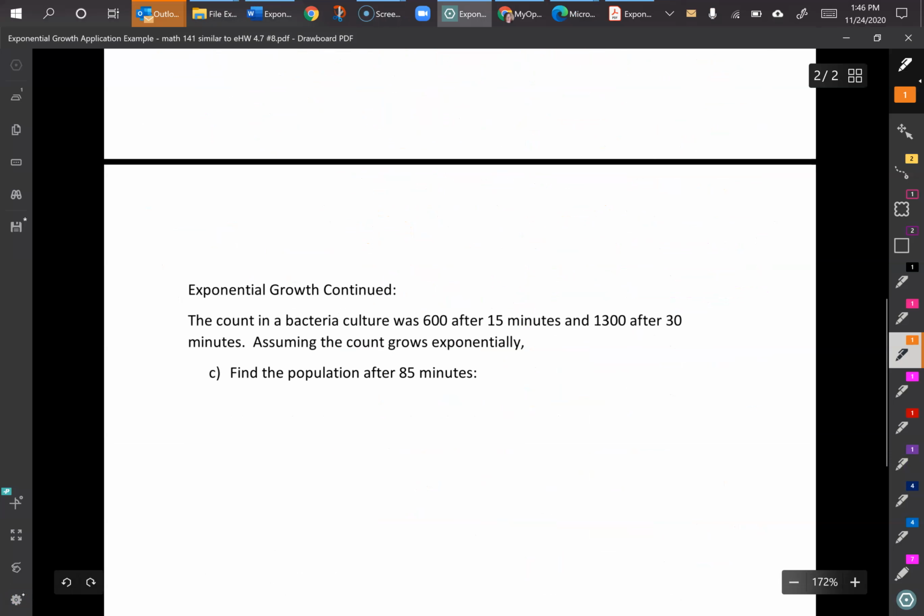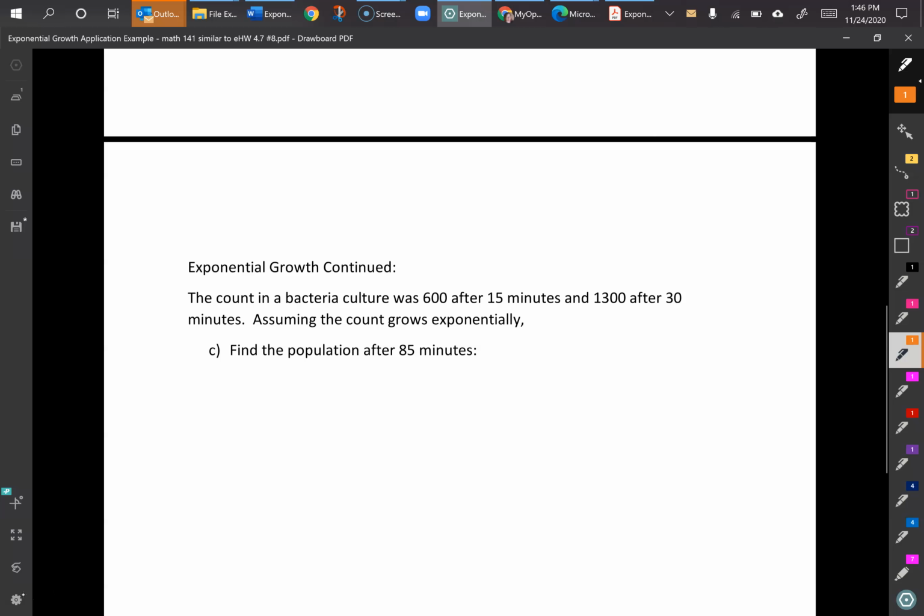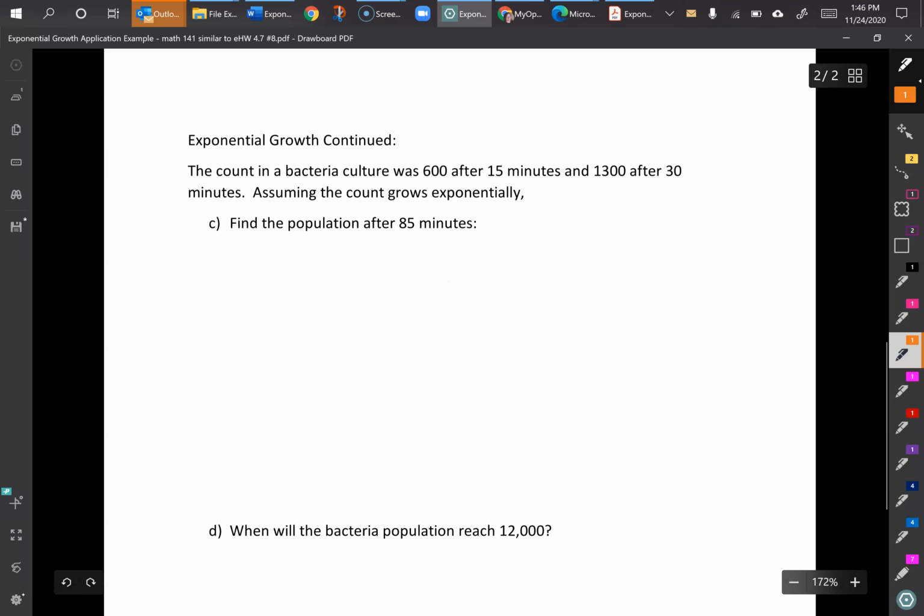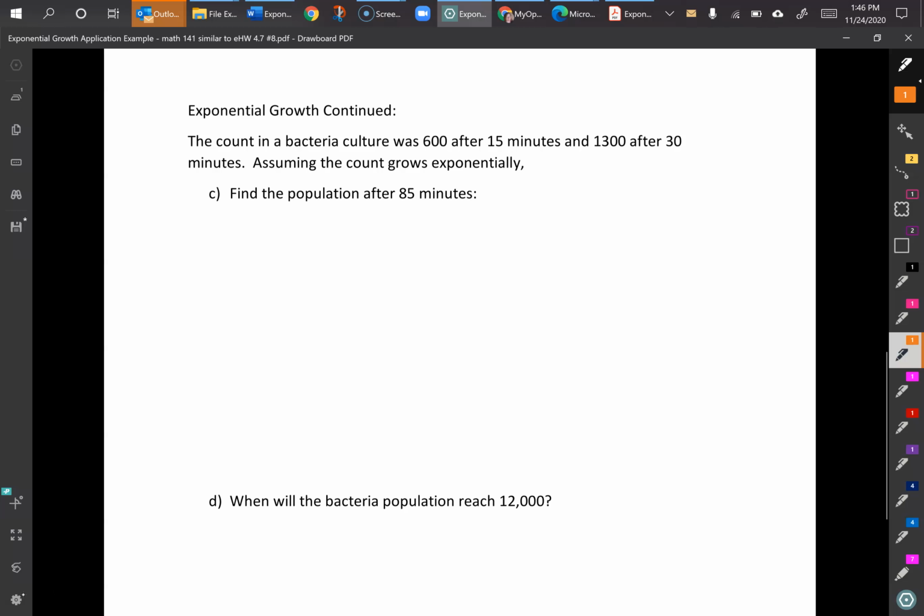Now we're going to go ahead and look at the next part. Part C, find the population after 85 minutes. What I have written at the top there is just a rewrite, so we have the information. We'll also need to keep track that our B from before is 13 over 6 to the 1/15th. Don't want to lose track of that. And then we're going to plug in our values. We also know that A from before was 276.923. So we need to use that. And we want to figure out after 85 minutes.